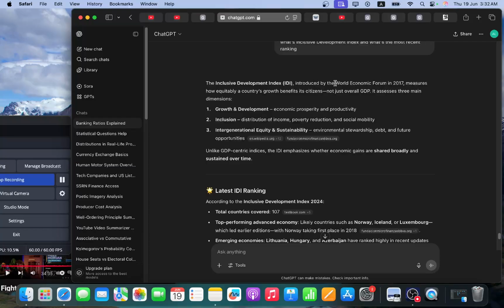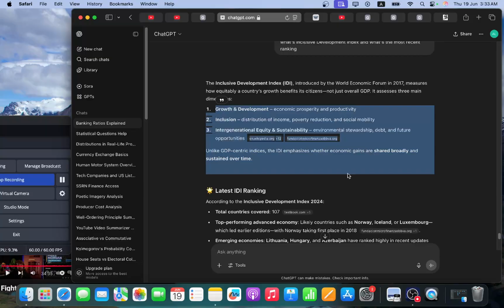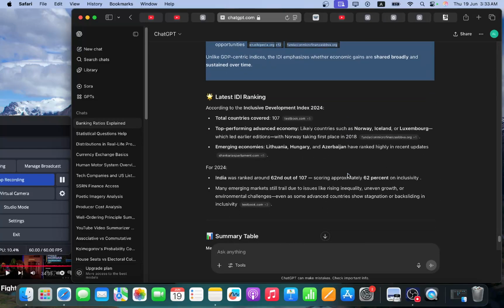What is the World Economic Forum? Definitely not the same thing as World Trade Organization, and it was introduced in 2017. Measures how equitably a country's growth benefits its citizens and not just the overall GDP. It assesses three main dimensions: growth and development, economic prosperity and productivity; inclusion, distribution of income, poverty reduction, and social mobility; and lastly intergenerational equity and sustainability, environmental stewardship, debt and future opportunities. So three things: growth and development, inclusion, intergenerational, not integration, intergenerational equity and sustainability.